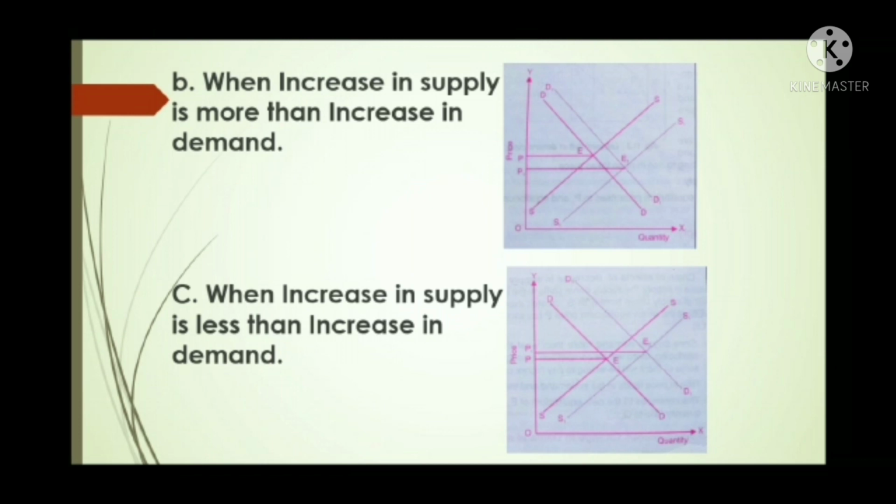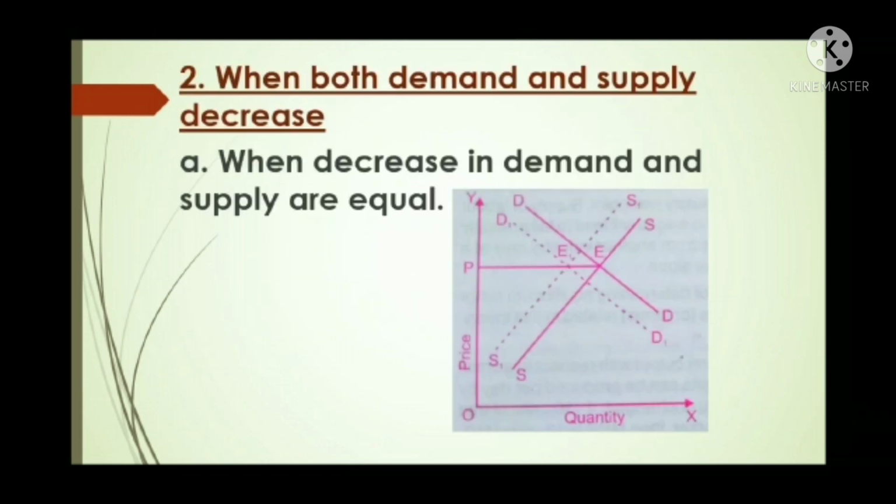Number 2. When both demand and supply decrease. So point number A is when decrease in demand and supply are equal. So you see here in this diagram, DD and SS are the original demand and the supply curve respectively, whereas broken lines D1 and S1 represent the decrease in demand and supply respectively.